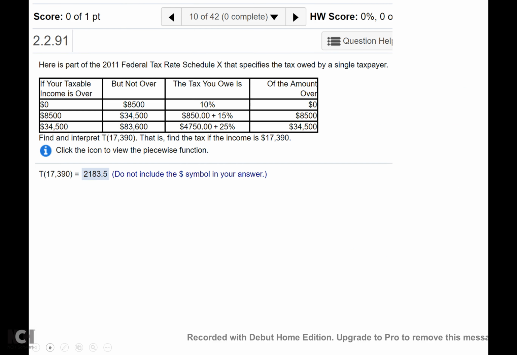Alright, so it says, here's part of the 2011 federal tax rate Schedule X that specifies the tax owed by a single taxpayer. It says, find and interpret.